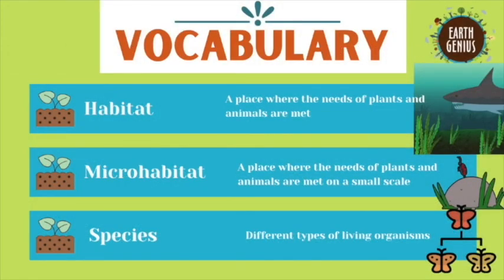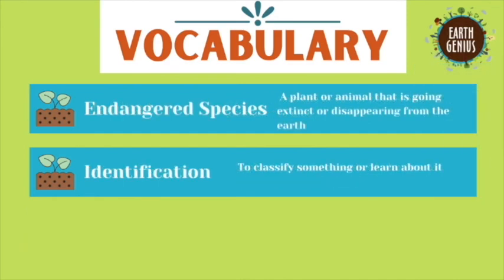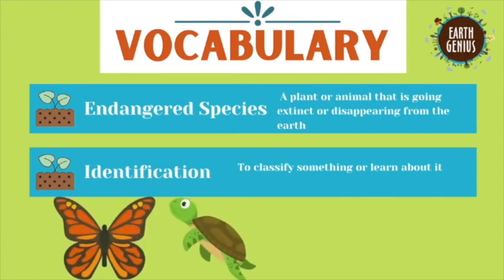Species are different types of living organisms, and there can be many species that seem similar. For example, there's many different species of birds and many species of fish. Some species are endangered. An endangered species are plants or animals that are going extinct or disappearing slowly from the earth.